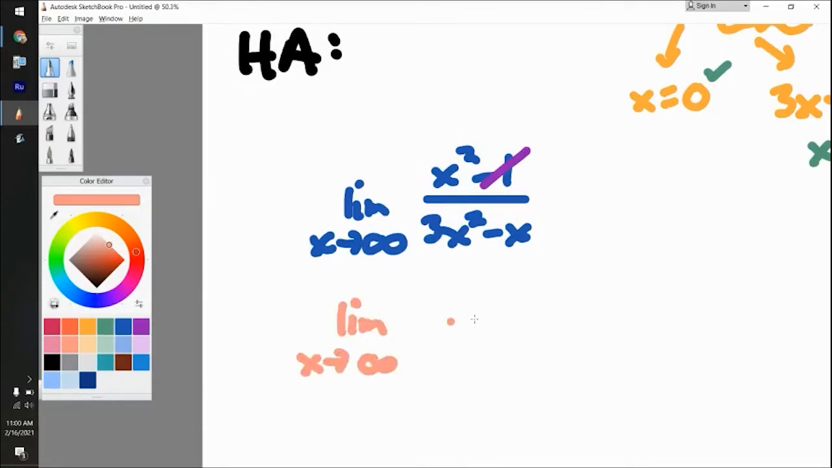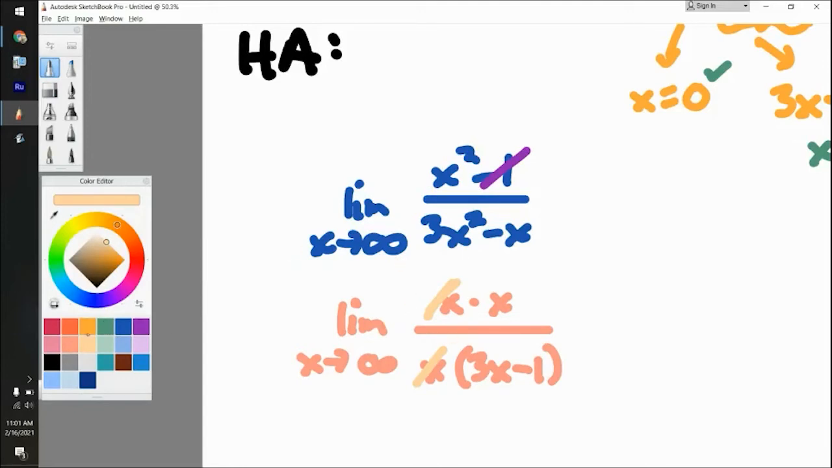This is going to be x times x on the top. And then on the bottom, I'm going to factor out an x, and you get 3x minus 1 times x. Now, if you notice, this x and this x will cancel out. So x over x, which is legal. Infinity over infinity will cancel out as long as they're equal infinities. In this case, they are equal infinities.